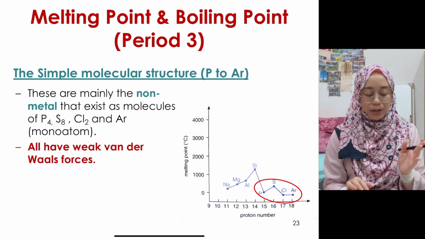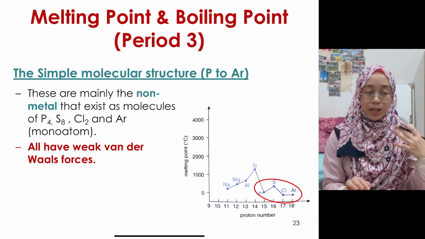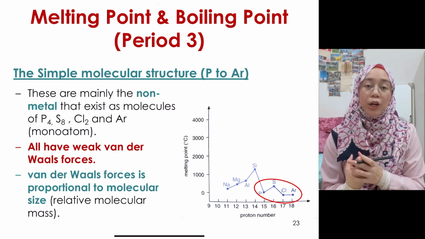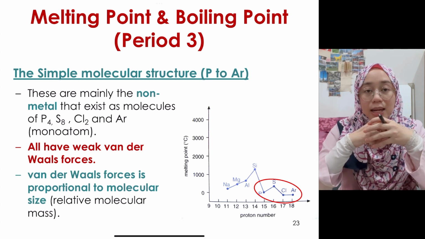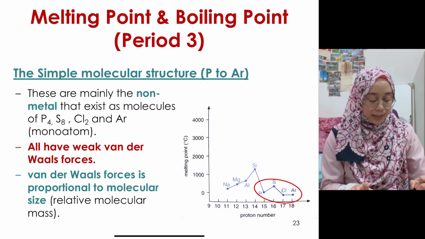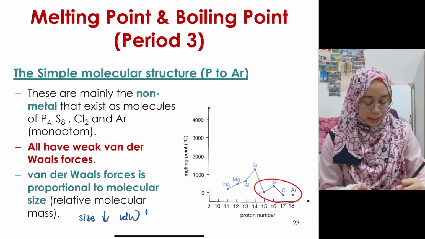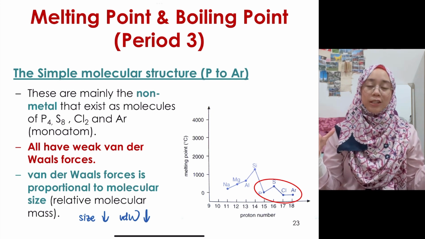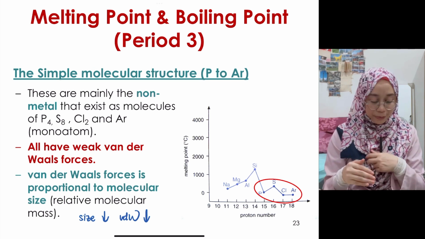Okay, jadi dekat sini semua ni daripada phosphorus sampailah argon, they can only form weak van der Waals forces. Okay, so since they only have weak van der Waals forces, so van der Waals forces ni pula kita akan kaitkan dengan size of molecule tu. So ini terbalik dengan metallic bond class. Kalau metallic bond tadi, the smaller the size, the stronger the metallic bond. Tapi in this case class, untuk pasal size, kalau size kecil, van der Waals forces pun akan jadi weaker. Okay, so kalau besar size dia, so van der Waals forces pun akan jadi lagi kuat. Yang ni dia directly proportional lah with one another.